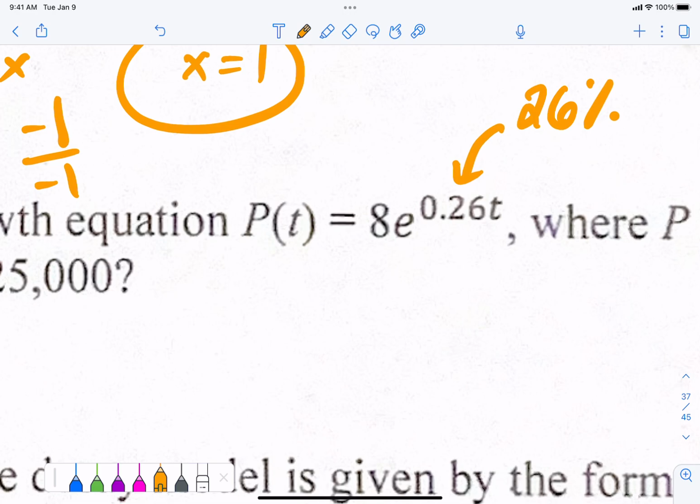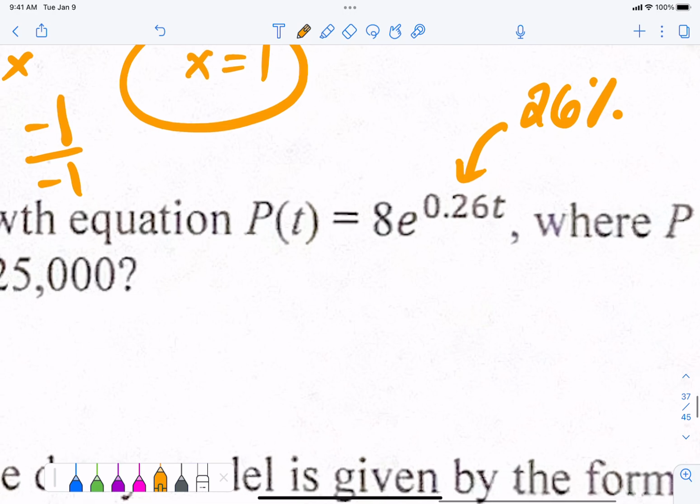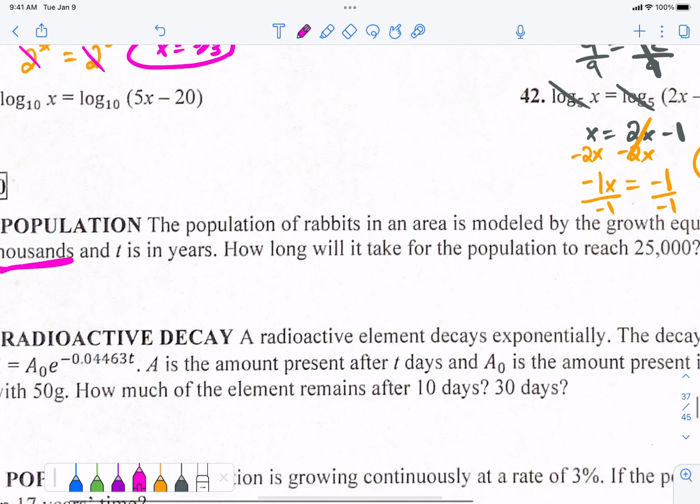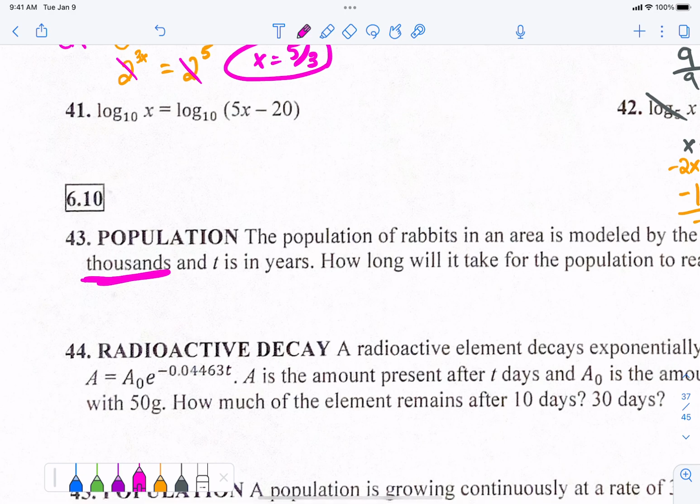All right, now hold on. If you are working ahead of me, don't work ahead of me because I'm going to show you something. There's a trick to this, and I'm not going to be so tricky on the test, but beware of this. So this is like our A, right? How many bunnies are we starting with? 8,000. 8, but here's the trick. P is in thousands. P is in thousands.